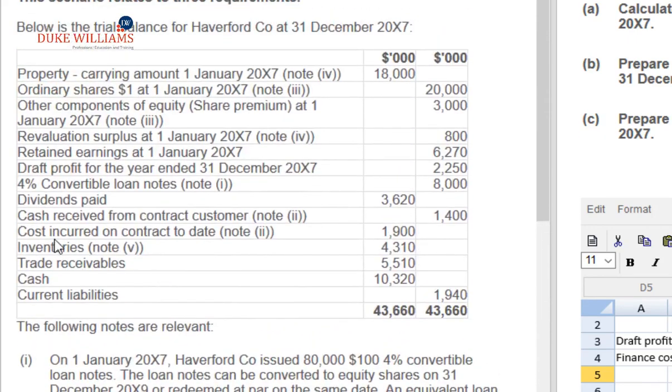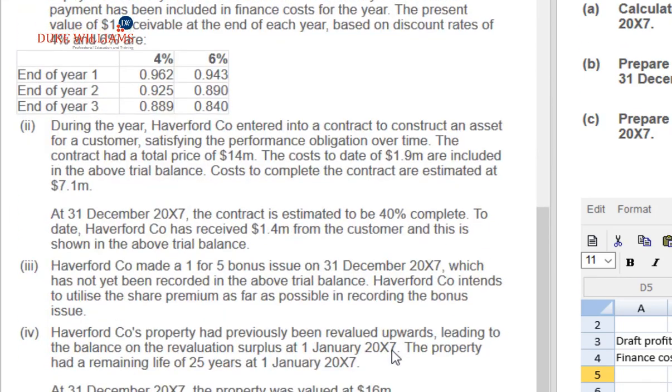If you want to cross check, here it is, which is debit here. The cost to complete is estimated at... So quickly, I want to know the outcome of the contract to know whether it's a profit or a loss making contract, so I can apply my principle. So 14 minus 1.9 minus 7.1, sorry, it gives me 5. So it's a profit making contract.